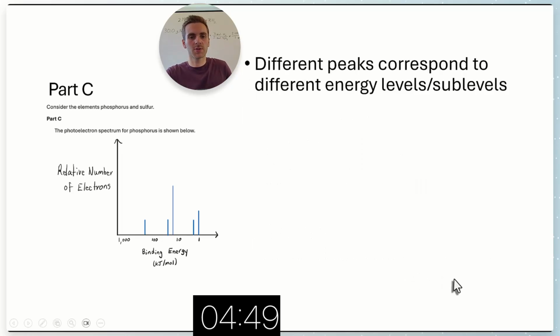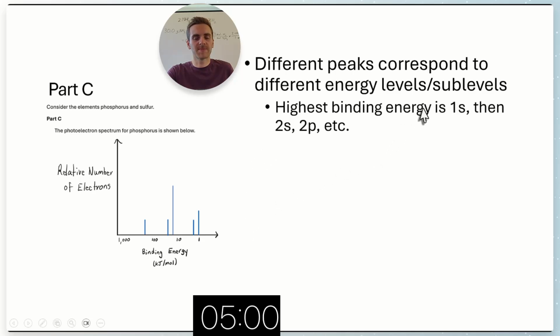So first of all, just so you understand how to interpret a photoelectron spectrum, the different peaks correspond to different energy levels or sublevels. In this case, if we look at the x-axis, the leftmost one is the highest binding energy. That's the 1s, okay? Because the electrons that are closest to the nucleus are hardest to remove. They require the most energy to be removed. That's essentially what binding energy is. So this would be the 1s, and then 2s, 2p, 3s, and then 3p.